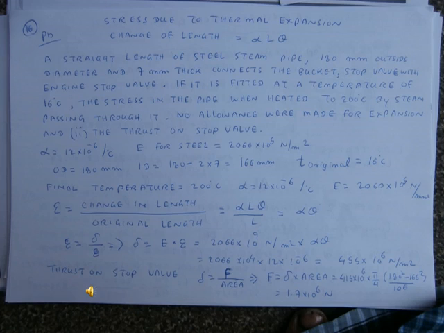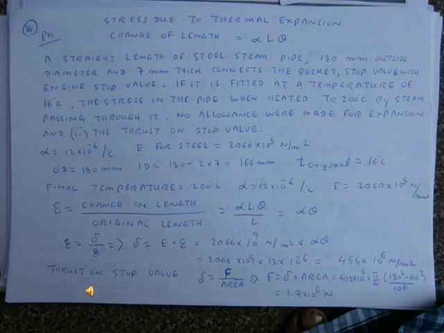Thrust on the valve is stress multiplied by area. So stress is 4.5 multiplied by 10 power 6, and area is pi by 4 multiplied by 10 power, 180 square minus 160 square, and 10 power 6, and you get 1.7 multiplied by 10 power 6 Newton.